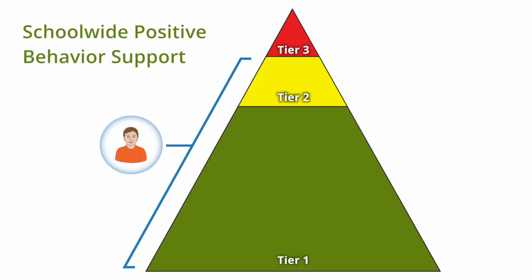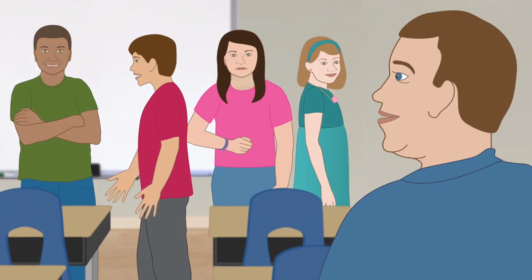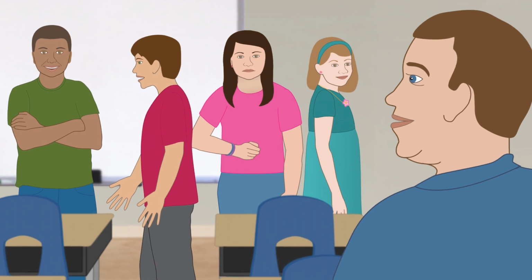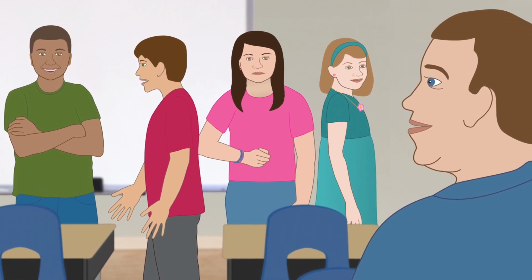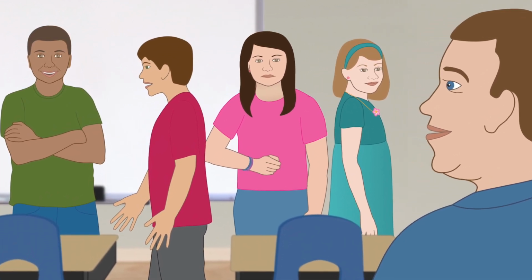If Tier 1 and Tier 2 supports are already in place, the coach and teacher will develop an individualized intervention plan to address the student's problem behavior. During the classroom check, the coach also observes the problem behavior if it occurs and tries to determine a possible function for the behavior.